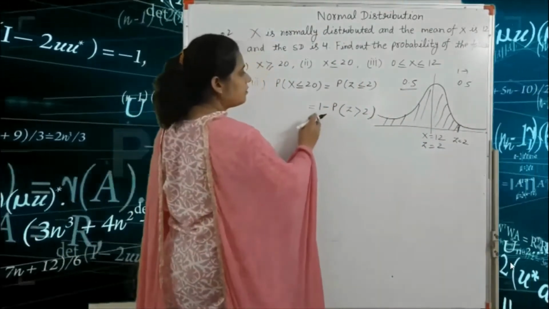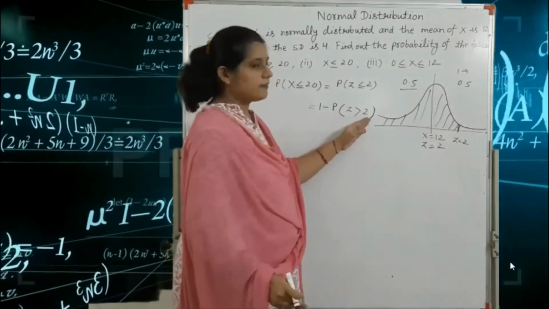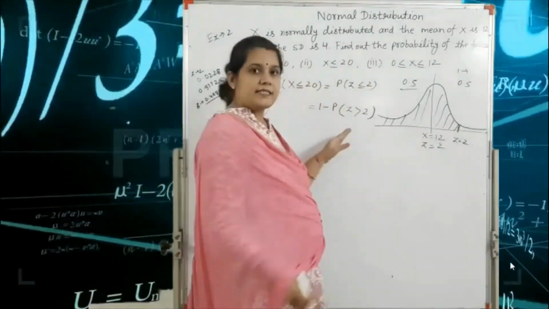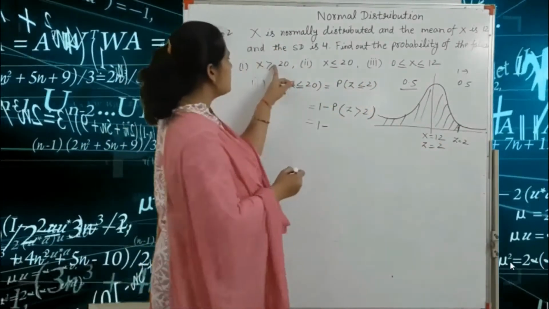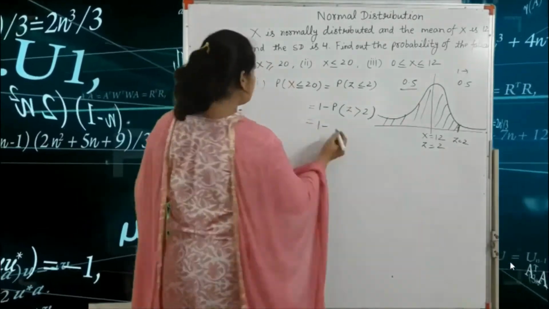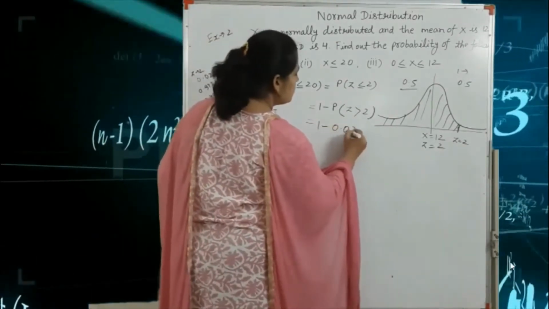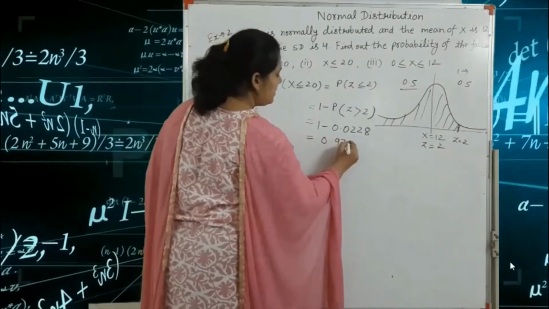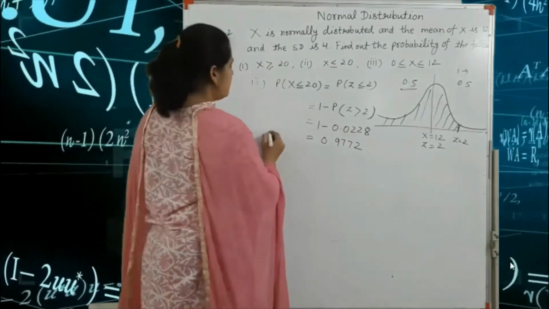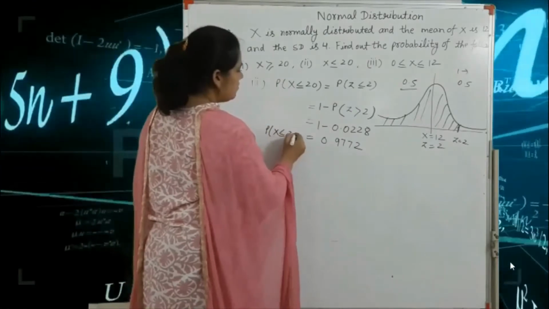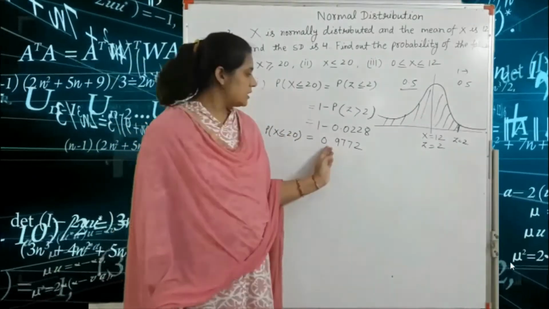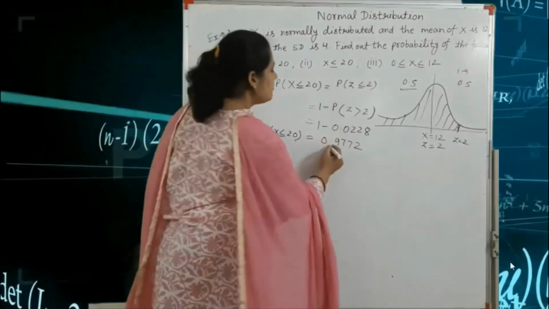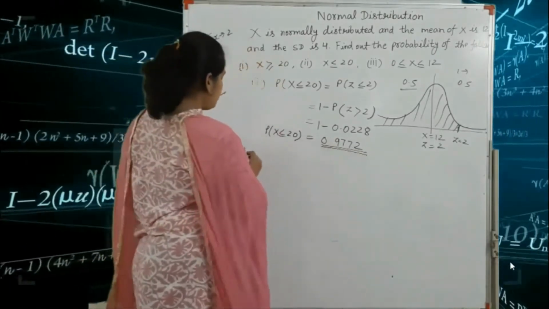So we write here 1 minus P of z greater than 2, because this value is z greater than 2 and this value is z less than or equal to 2. And we have already seen in the first form the value of z greater than or equal to 2 is 0.0228. Okay, so the final answer is 0.9772. That means the probability of x less than or equal to 20 is equal to 0.9772.